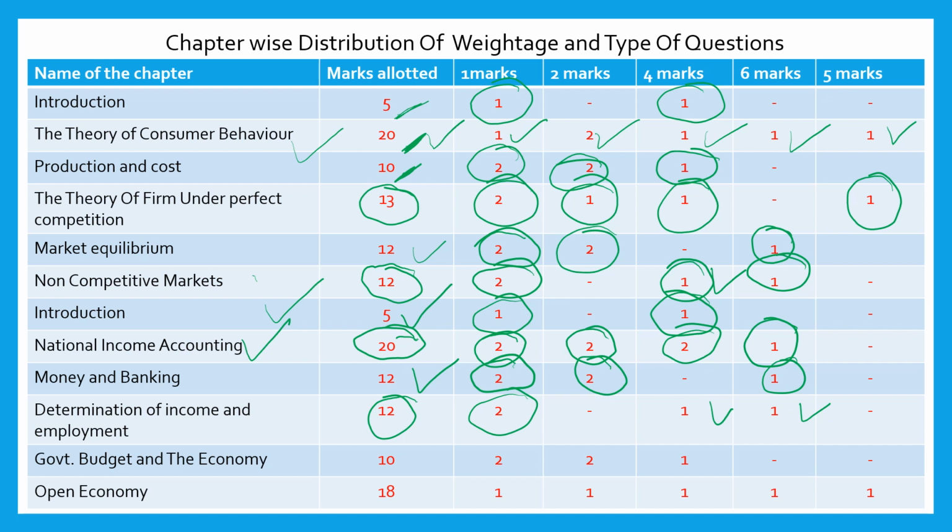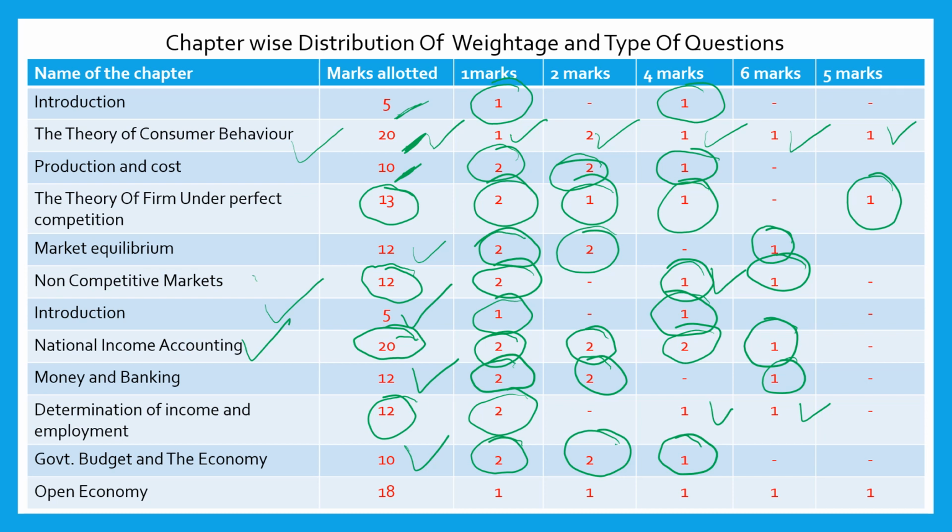Then come to government budget and the economy. For this chapter, allotted marks is 10. From this chapter, focus on 1 mark and 2 mark, as 2 questions will come from each. Then 4-mark questions. Don't forget to prepare 4-mark questions. You can expect 1 from this chapter.